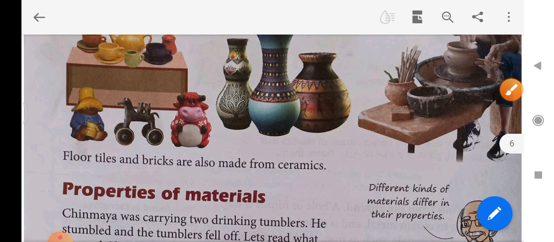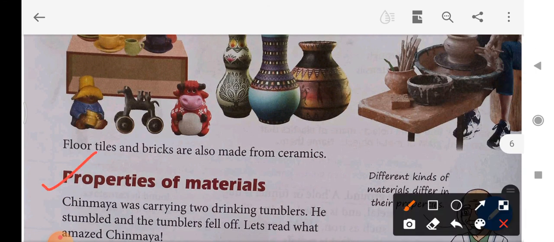In the next class, we are going to see the properties of materials.